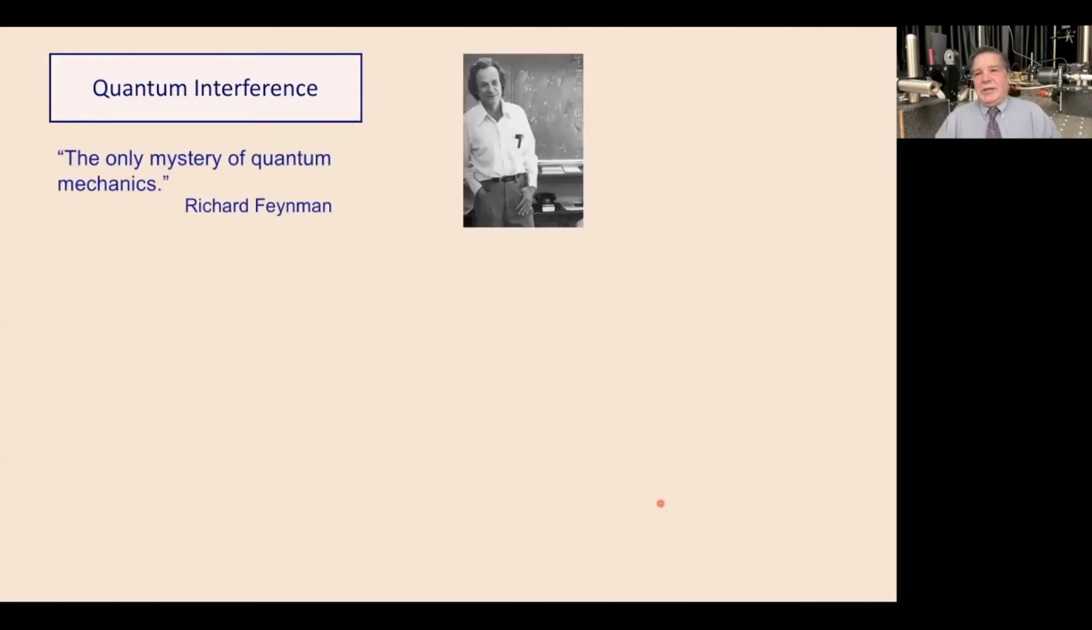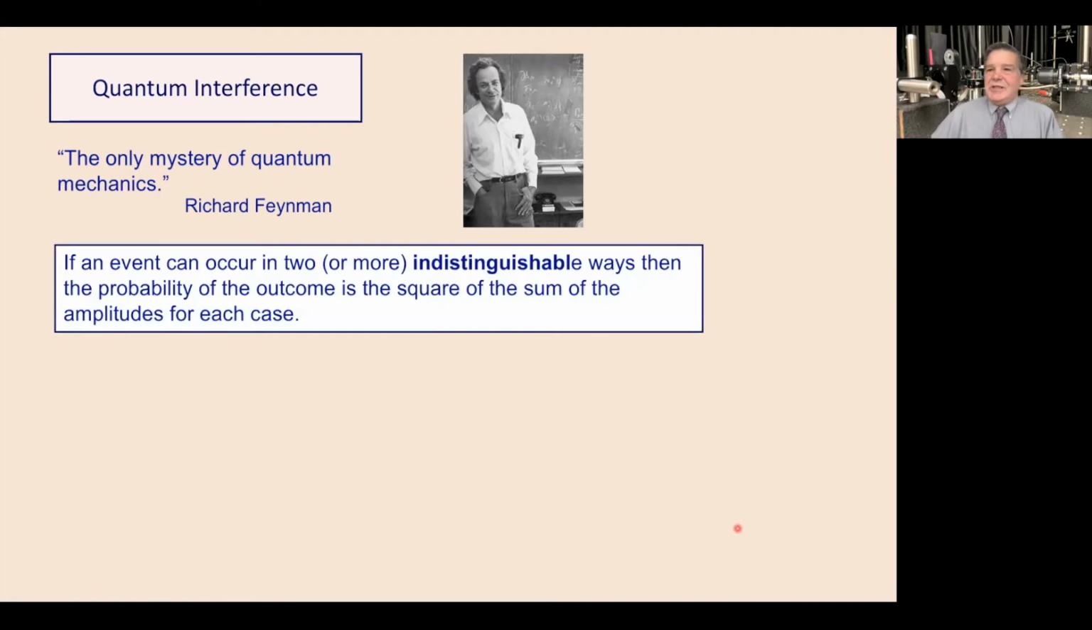We start with a quote by a famous gentleman in physics, Richard Feynman, who said that superposition is the only mystery of quantum mechanics. And really, if one thinks about it deeply, it is a mystery. This is how Richard Feynman defines it, in a very thoughtful and intuitive way. If an event can occur in two or more indistinguishable ways, then the probability of the outcome is the square of the sum of the amplitudes for each case.